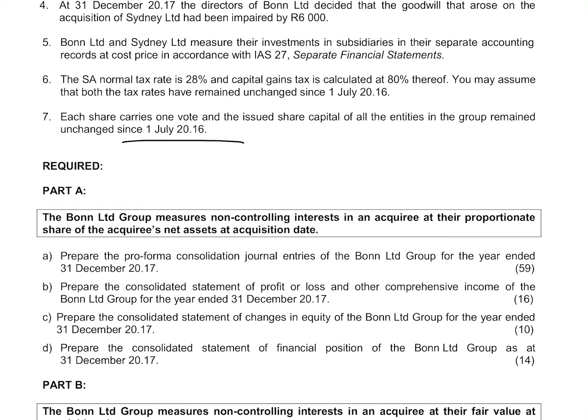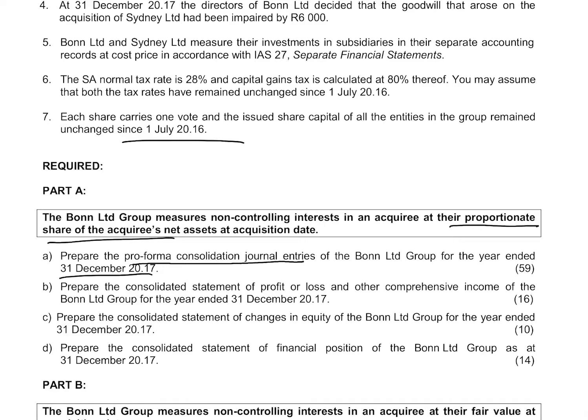So they want you to prepare the pro forma consolidation journal entries, assuming that the entity is using the proportionate share. If the entity is using the proportionate share, what it simply means is that NCI does not have goodwill. Right, so they're saying prepare the pro forma consolidation journal entries of Bond Limited for the year ended 31 December 2017. So journal entries.